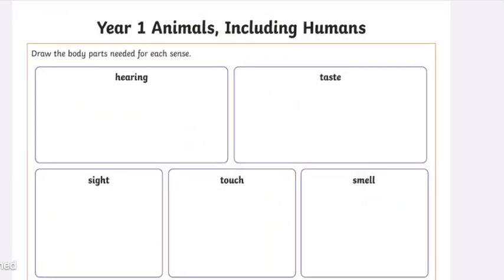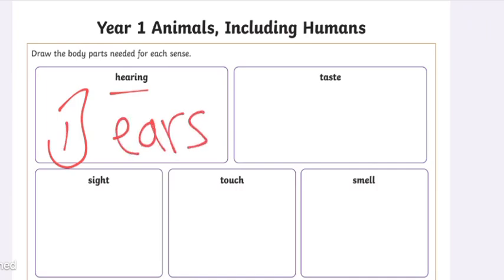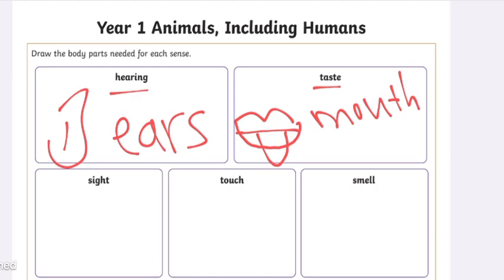Draw the body part needed for each sense. For hearing, we are going to draw what? The ears. You have to write its name too. So draw the ears and write ears. What about the taste? Mouth and tongue. So you are going to draw it and then write mouth and tongue.